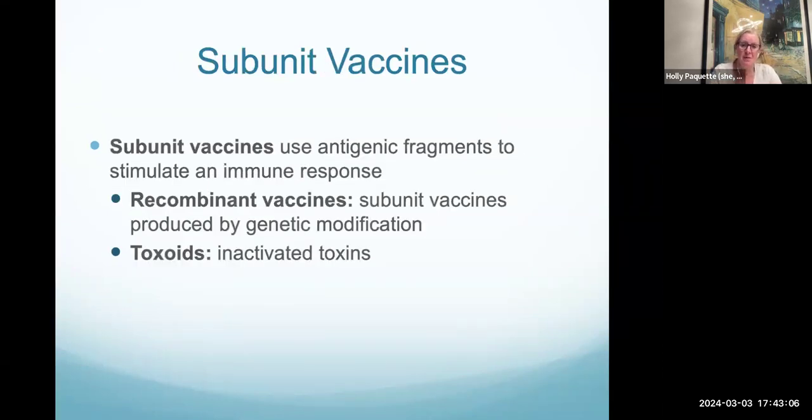So with these subunit vaccines, some of the ones that we see is that these antigenic fragments or parts of the virus will stimulate an immune response. So as I said, we can do subunits, so just parts of it. We can also do what are called toxoids. So if it's a virus or a bacteria that produce toxins, and that's really what harms us, we can give inactivated toxins so that you're immune to it.